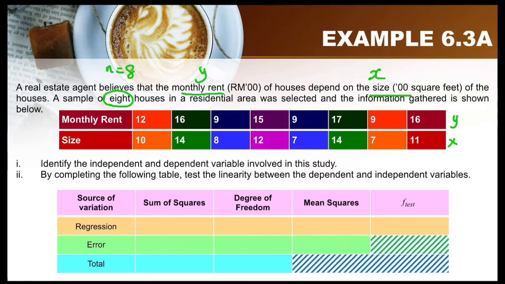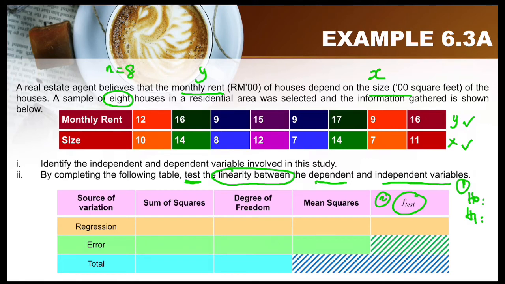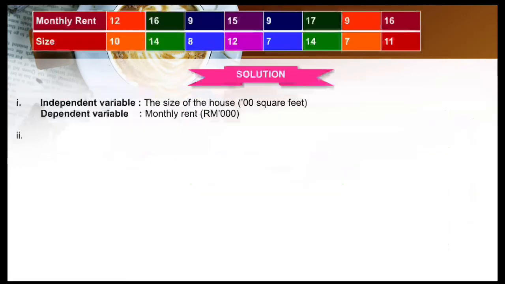Identify the independent and the dependent variable involved in this study. So the independent is size and the dependent is Y. By completing the following table, test the linearity between dependent and the independent variable. When we have the word test, you will have the hypothesis. Okay, so step number 1, you must take the hypothesis. Step number 2, you must calculate this F test. In order for you to have this F test, you have to go through all this table. So let's look at the solution.